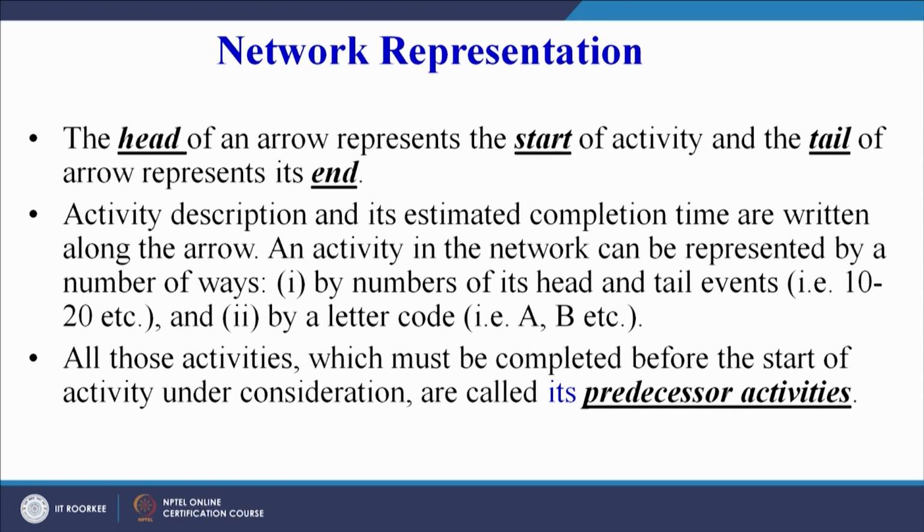Then the activity description and its estimated completion time are written along the arrow. In our network we have not represented the time, but in the networks that will follow in our discussion we will definitely be representing the name of the activity, like in our case there were activities A, B and C. We will be representing the activities with alphabets, and the time will also be represented on top of the arrow.